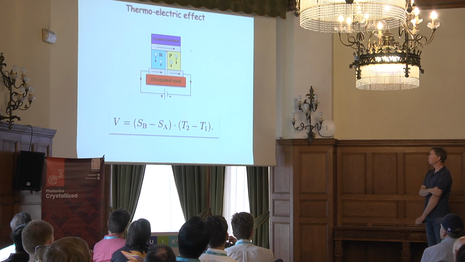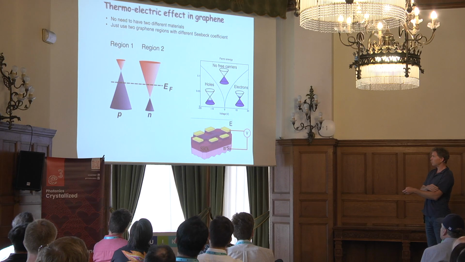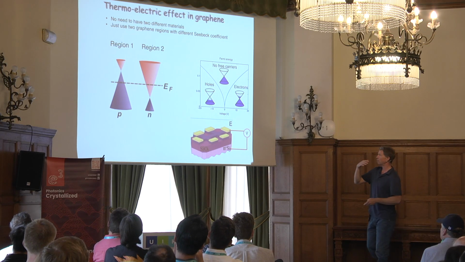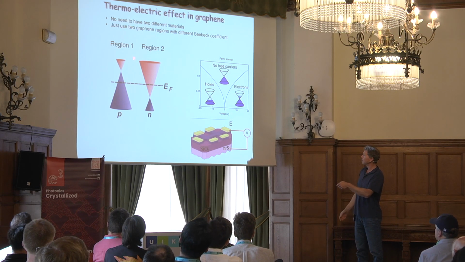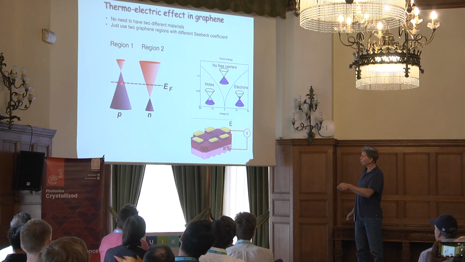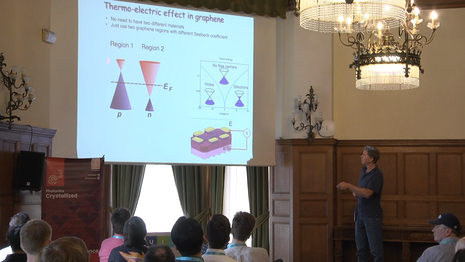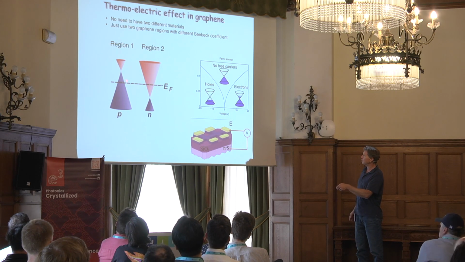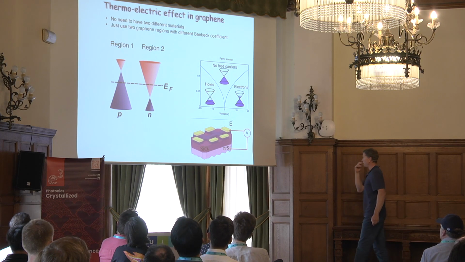Now, in two-dimensional materials, I don't need two different materials. I can do it with the same material. The only thing is, to make a different Seebeck, I just use different doping. Okay, so I have graphene, for example. In region 1, I have p-type doping. Okay, the Fermi energy here is below the Dirac point. And then on the right side, I have n-type doping. It gives me a p-n junction. But I don't even need a p-n junction. I just need different doping. Okay, that I can do with a gate. So graphene you can gate.